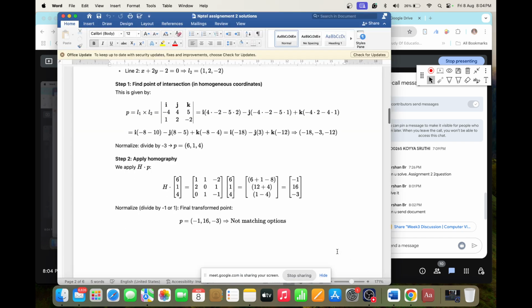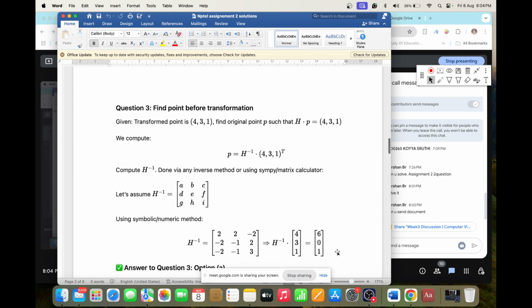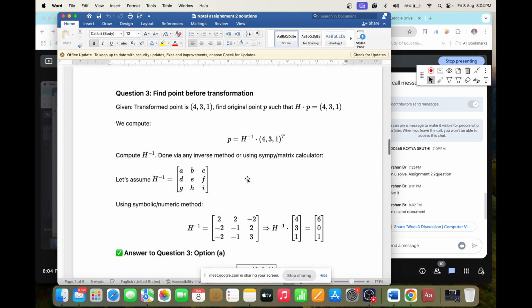Explain the third question solution. Because they are asking for the previous transformation, how can you get it? Yeah, the previous transformation, same thing. So P dash will be HP, right? P dash is given, so P you have to find. So P will be H inverse of P dash. Okay.